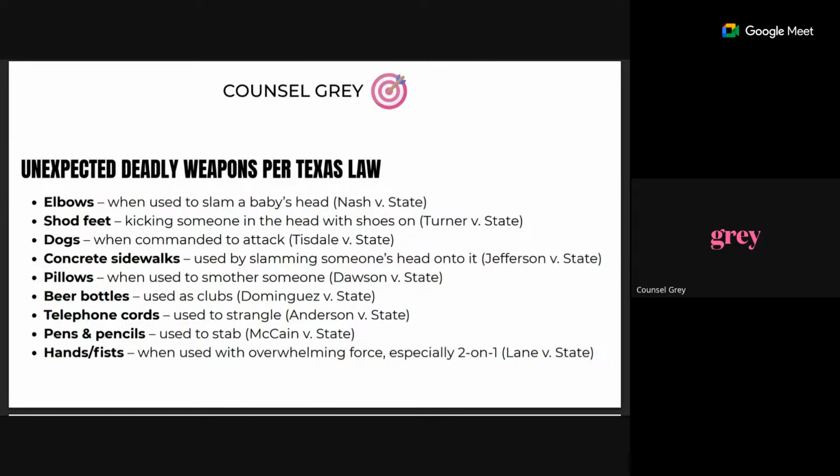Pens and pencils, if they're used to stab somebody, right? Kids stab each other all the time with pencils, but in the right scenario, it can be a deadly threat warranting a deadly response. Now, the bottom one is the one that maybe is most applicable here. Your hands and fists when used with overwhelming force. Now, remember that I said that the 2-on-1 elevates the threat. This is why. Because now instead of 2 fists swinging in your direction, you've now got 4 fists swinging in your direction.